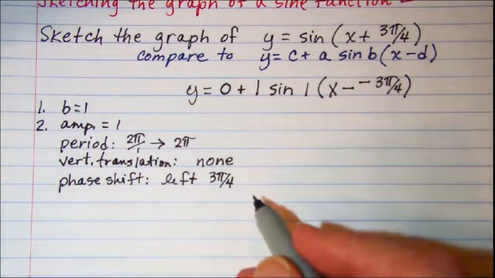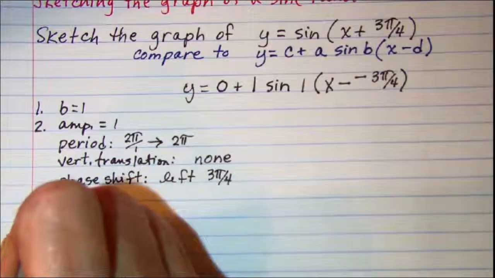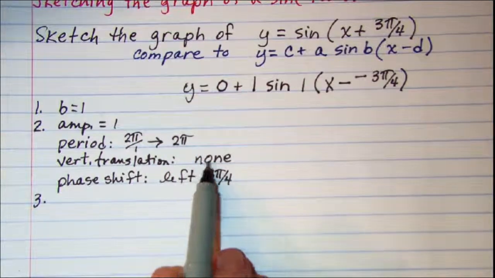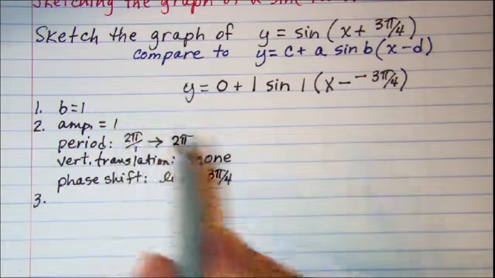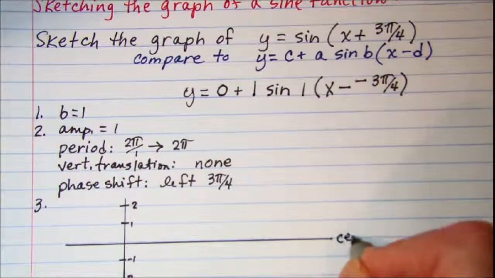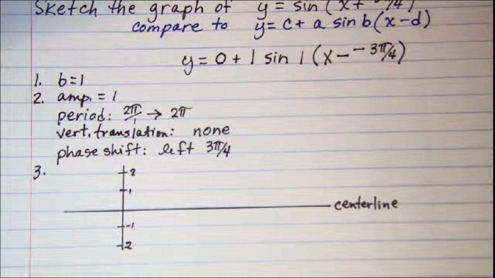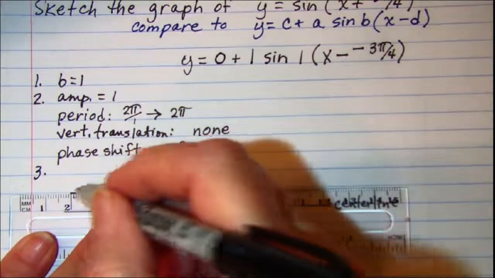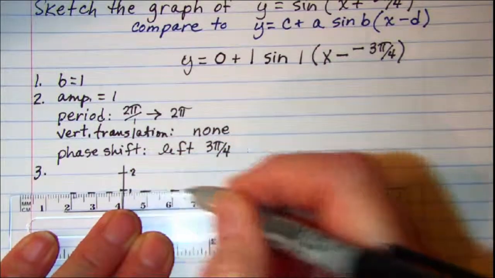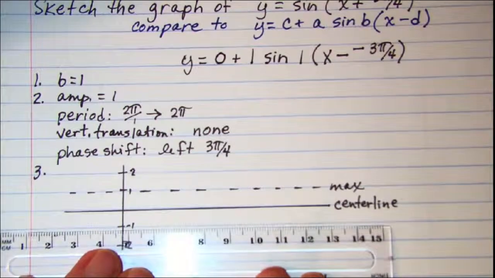My next step then is to draw the guidelines. My center line is at the axis since there's no vertical translation, and my amplitude is 1. My center line then, I'll mark that, and my amplitude is 1, so I'll put a dotted line for my max and a dotted line for my min.